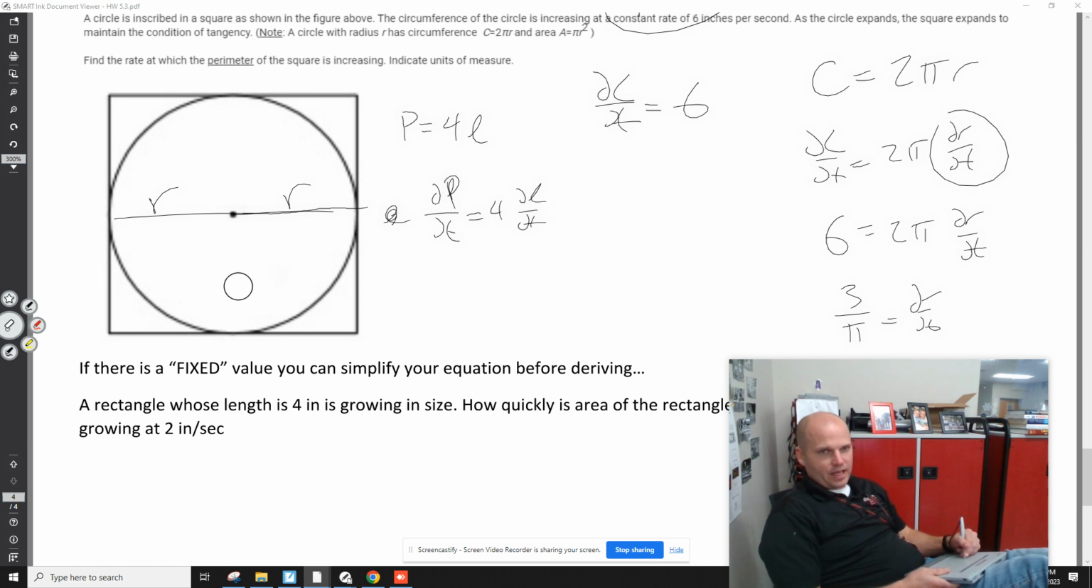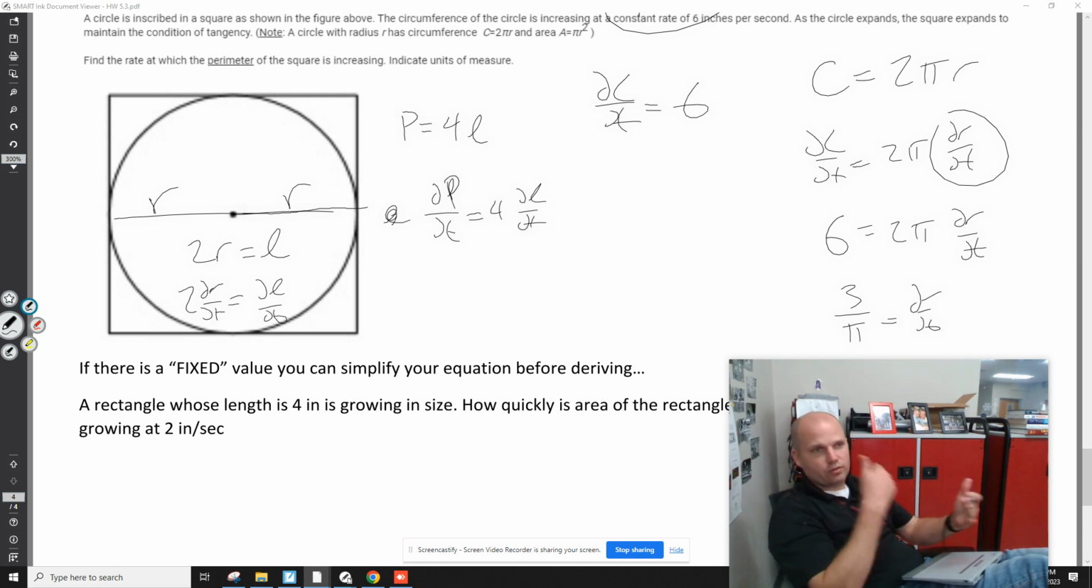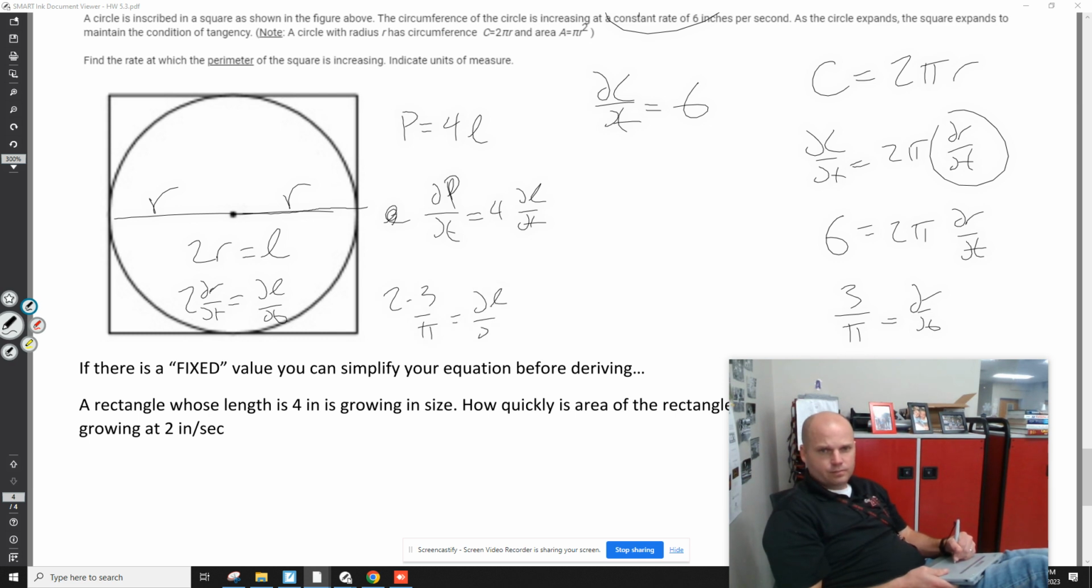Twice my radius is my length. This is very much like the diameter problem that we are giving in class, which means twice the radius of my diameter is equal to twice the derivative of my radius is equal to the derivative of my length. If dr/dt is 3 over pi, then 2 times 3 over pi is dL/dt. And that goes there, and dP/dt equals 4 times 6 over pi. And that's it. Cool.